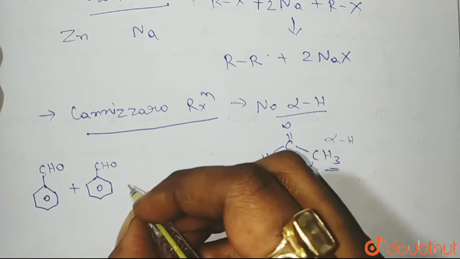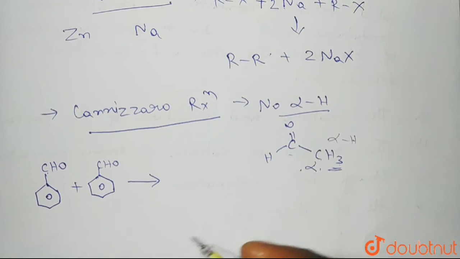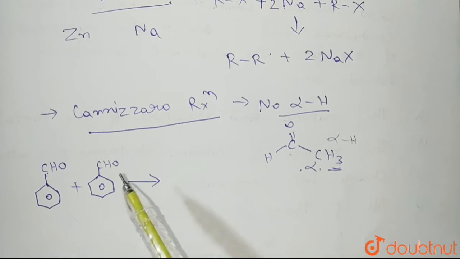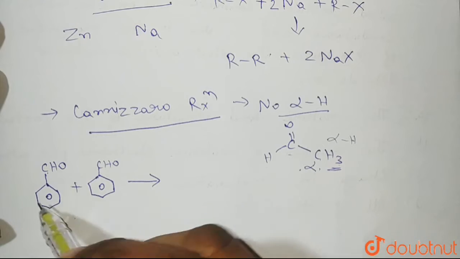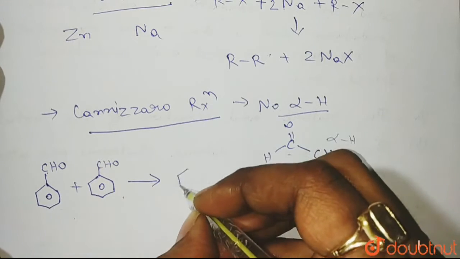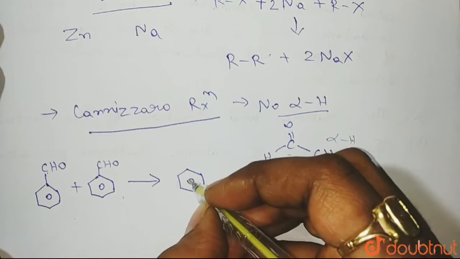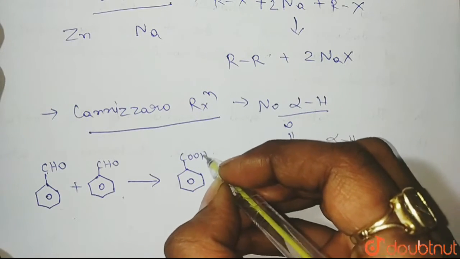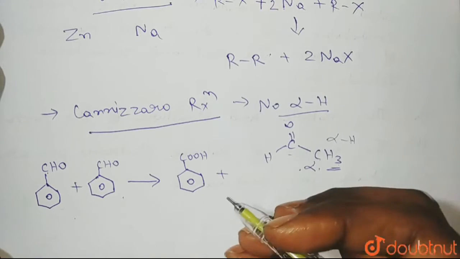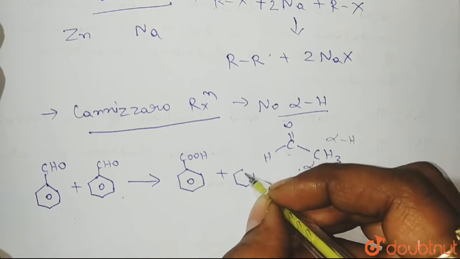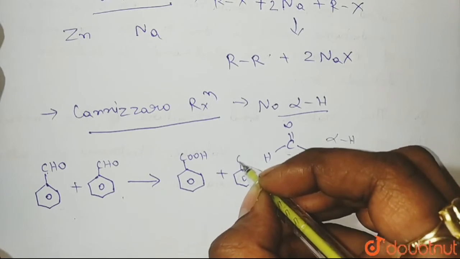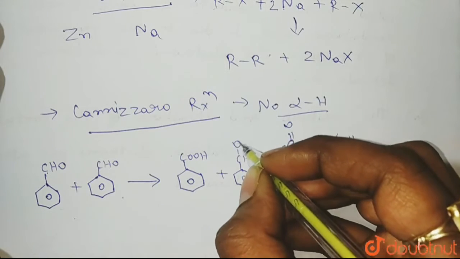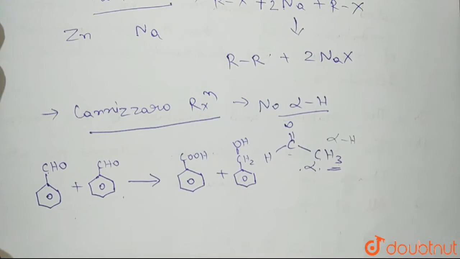And what product will it give us? It will undergo a disproportionation reaction. Disproportionation reaction means that one will get oxidized and the other one will get reduced. As 2 moles are used, one of them will get oxidized, and on oxidation of the aldehyde group we get an acid, so we will get benzoic acid, and the other one will get reduced, and on reduction of an aldehyde we get alcohols, so we will get benzyl alcohol, that is CH2OH.